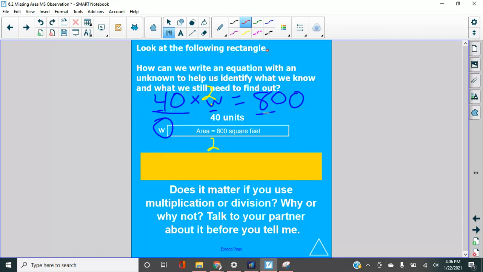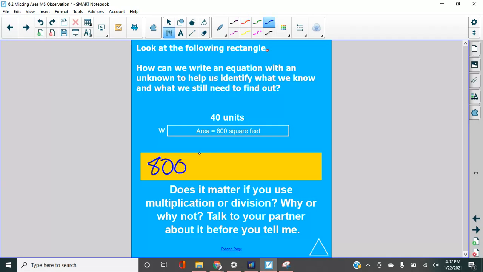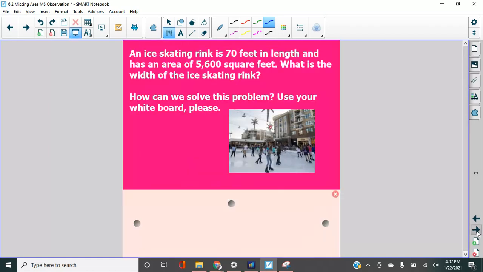Now, could I rewind this? Yep. And think about division. Certainly can. I know that the area divided by the side that I know equals the side that I don't know. Okay, and the answer is still 20, right? It doesn't matter whether you use division or multiplication. Use whichever one you are more comfortable with.